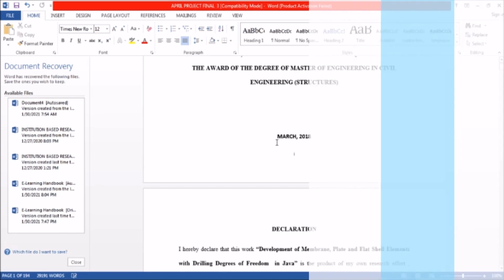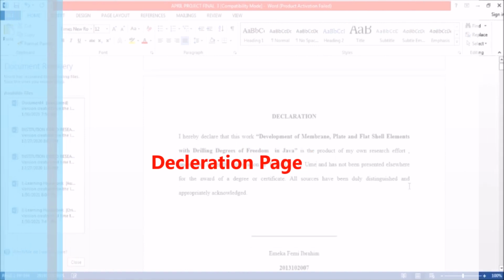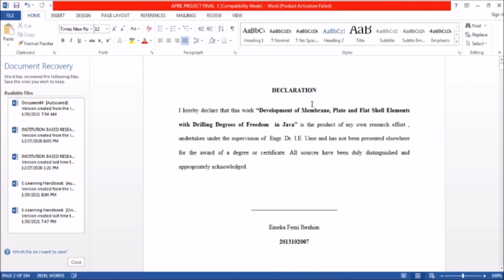So the next thing we need to look at is the declaration page. This is where the student or the researcher will need to make his declaration. You can see, I hereby declare that this work, development of membrane plate and flash shell element with drilling degrees of freedom in Java, is the product of my own research efforts undertaken under the supervision of Engineer Dr. I.E. Ume, and has not been presented elsewhere for the award of degree or certificate. All sources have been duly distinguished and appropriately acknowledged.